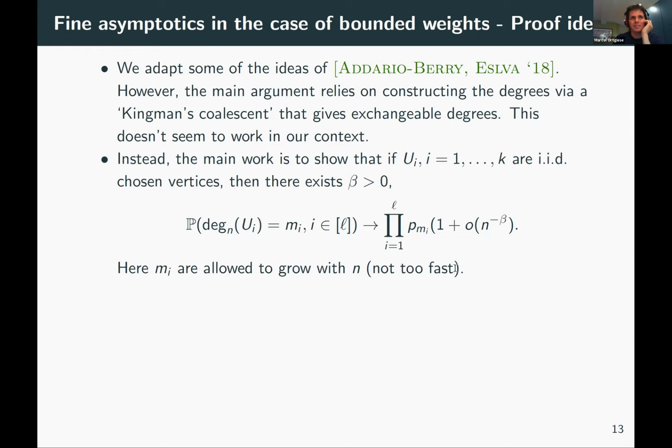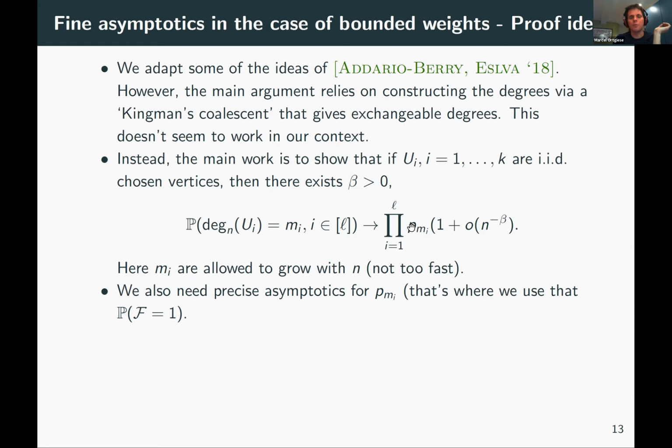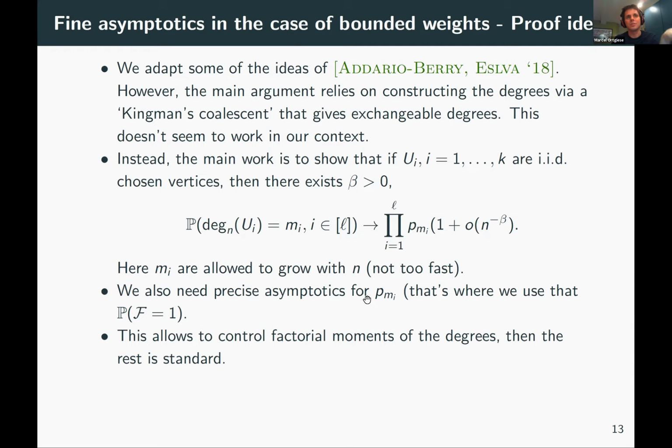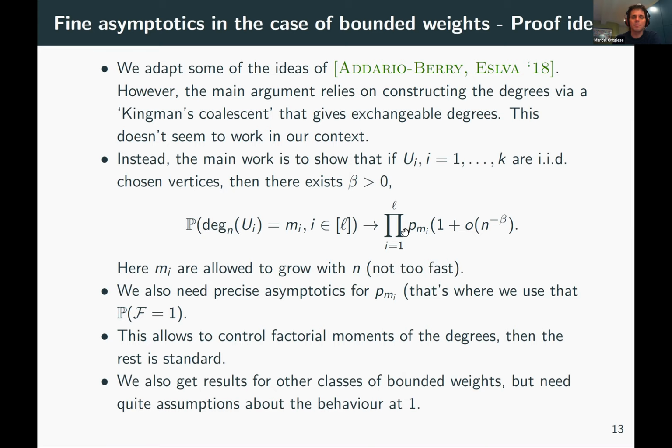And then if you have precise asymptotics for this, you control the vectorial moments of the degrees, and then you can use a whole bit of machinery that gives you the Poisson limit that I've just described. It gives you a CLT for vertices that are away from the top ones. Everything that Addario-Berry, Van der Hofstad, and Sava showed works in that case as well. But we do need some pretty strict assumptions, particularly to be able to control these P's here. If you give me your favorite distribution, you can write it down, and then maybe you can do the analysis, but proving general results is tricky.